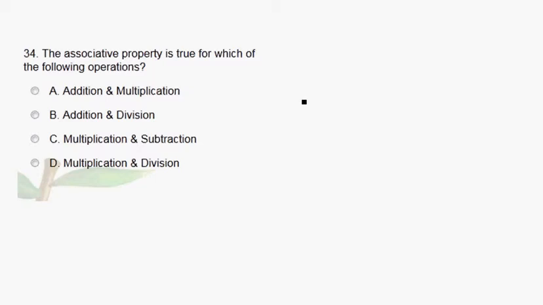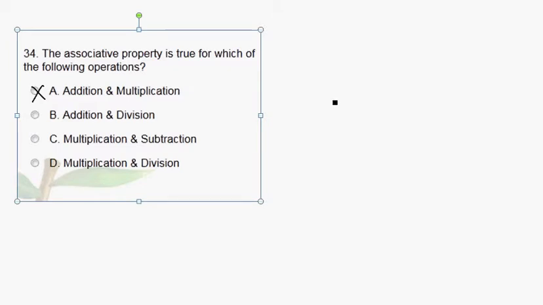We're asked: the associative property is true for which of the following operations? And then they list the different choices. This is one that, to save yourself time, you should just know these properties of addition, multiplication, etc. And so you should just know by glancing at this that the associative property is true for addition and multiplication. So the correct choice is choice A.